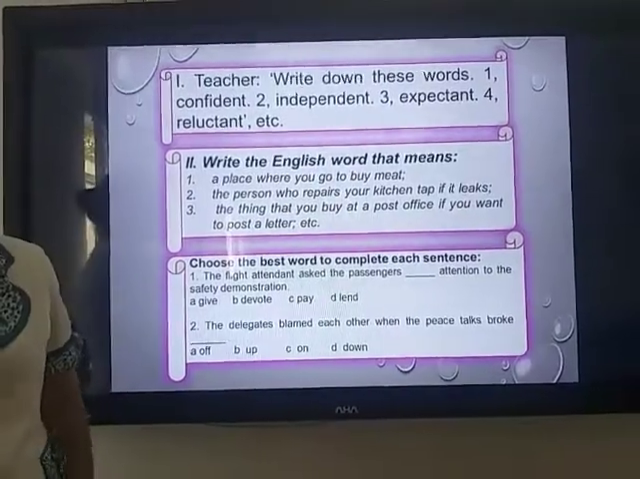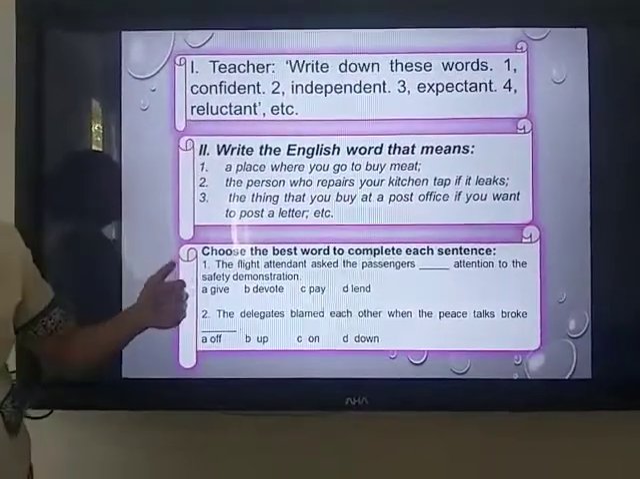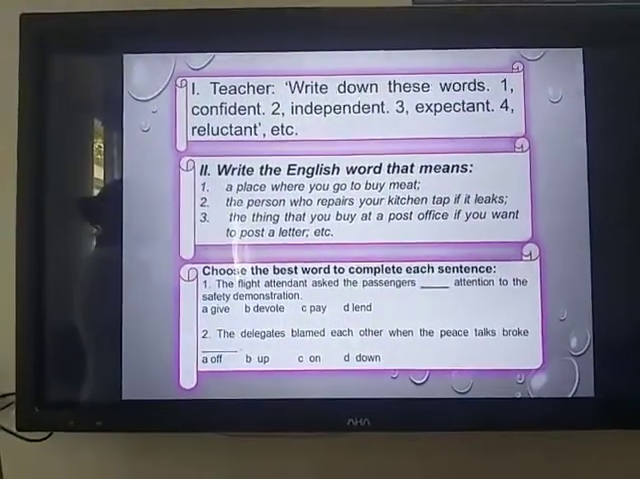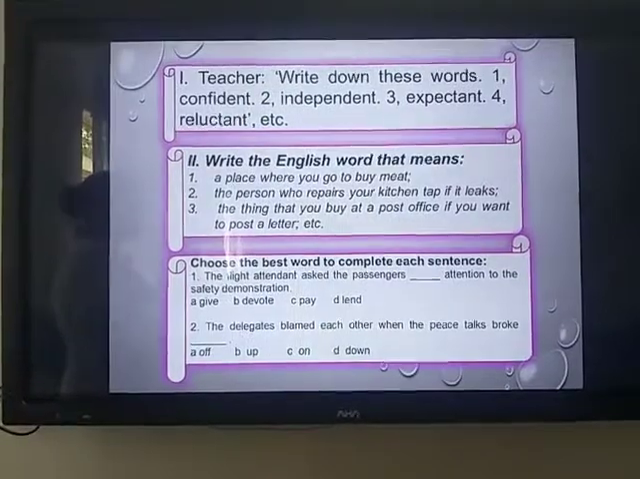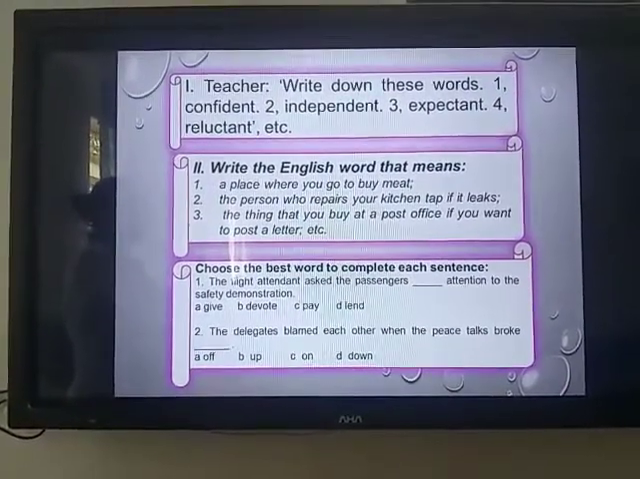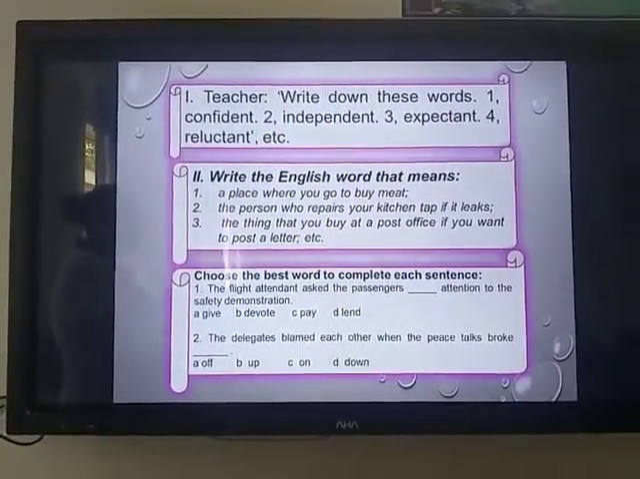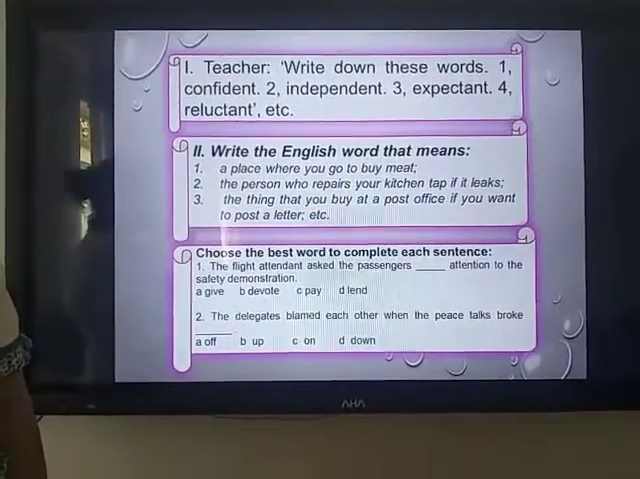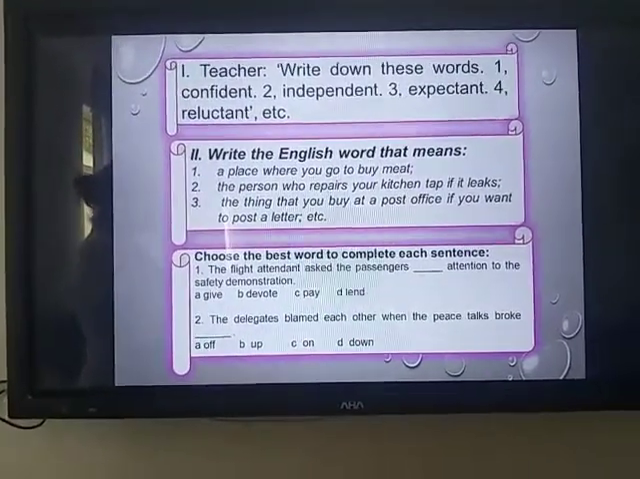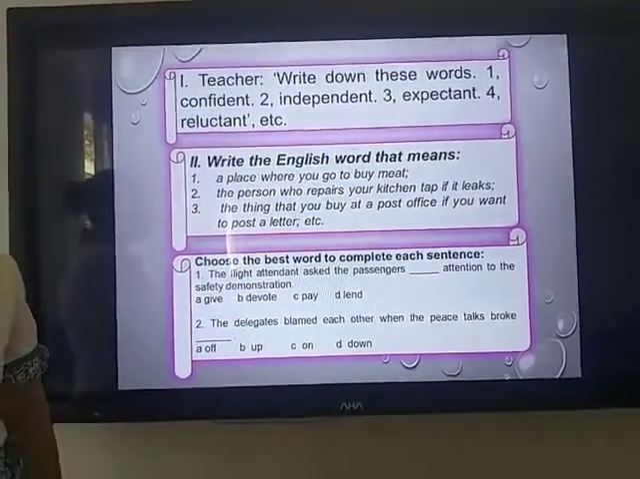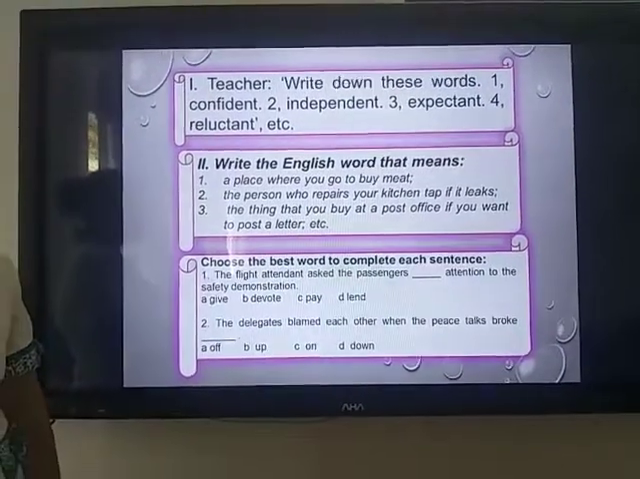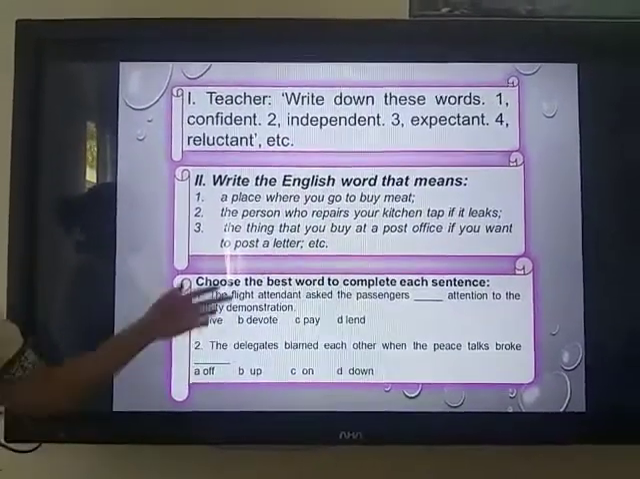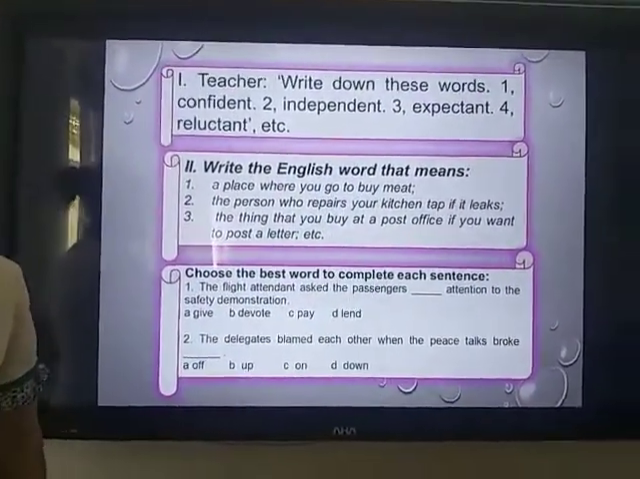Let's see some examples. The first test, teacher says, write down these words: confident, independent, expectant, reluctant, etc. In the second task, write the English word that means a place where you go to buy meat, the person who repairs your kitchen tap if it leaks, the thing that you buy at the post office if you want to post a letter, etc. The tests like that are receptive. They don't have any context.